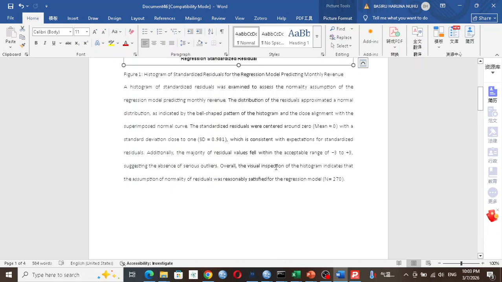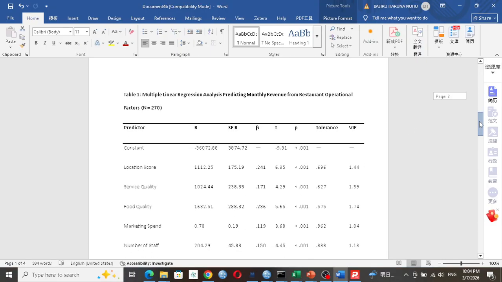Overall, the visual inspection of the histogram indicated that the assumption of normality of residuals was reasonably satisfied for the regression model. So this assumption must be satisfied before we even report our regression analysis. So when you run the analysis, you have to bring this one first before you go in. That will tell that you have assessed the assumptions of normality for the residuals. So now let's move to this one.